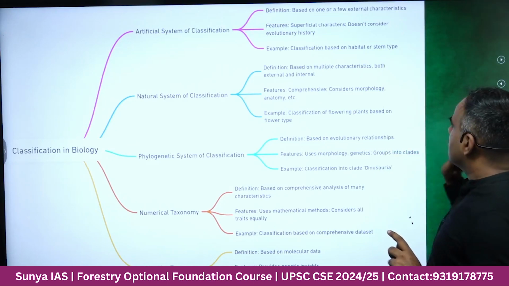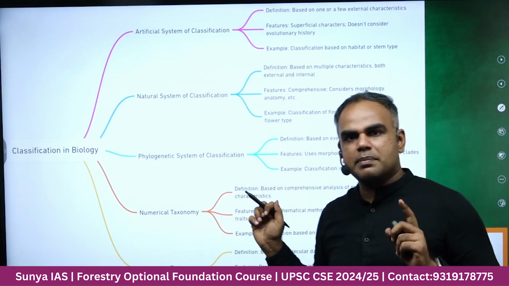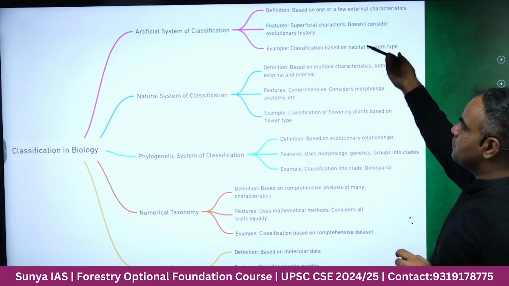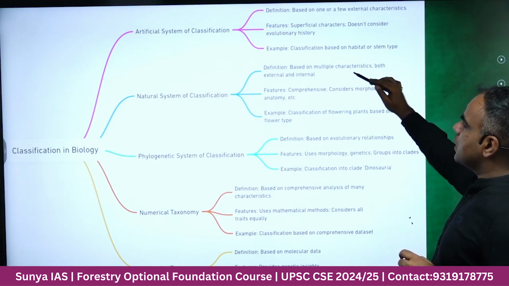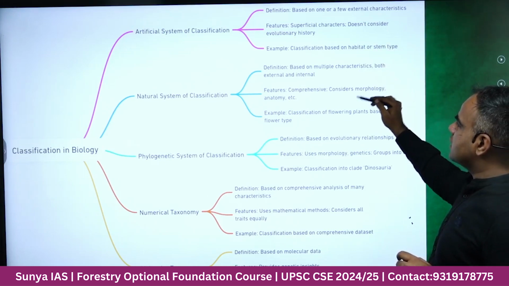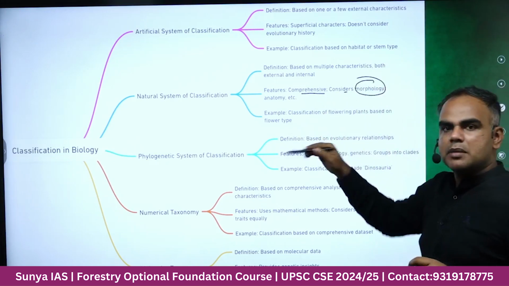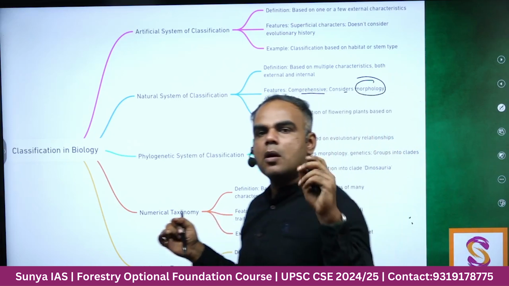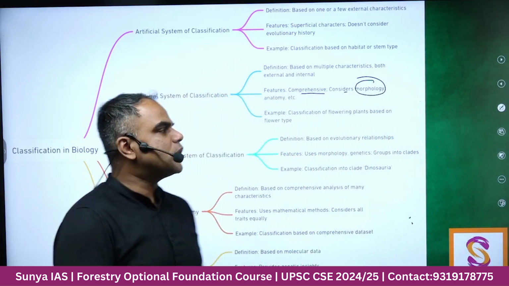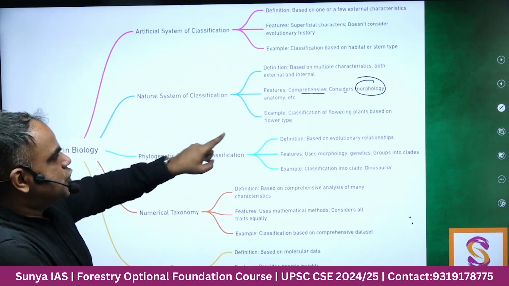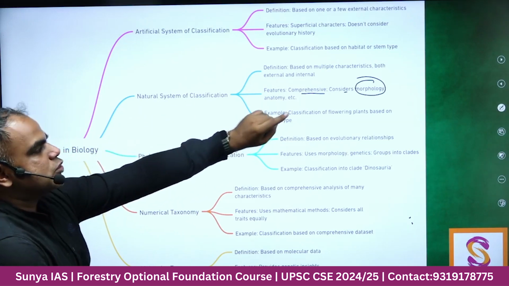Then when I'm talking about the other parts, for example, in natural classification, you have multiple characteristics. It is very comprehensive. It considers morphology, anatomy, I told you, all these cytology, etc. All of this is covered in the natural. So here in the natural classification, you have classification of flowering plants based on the flowering type.